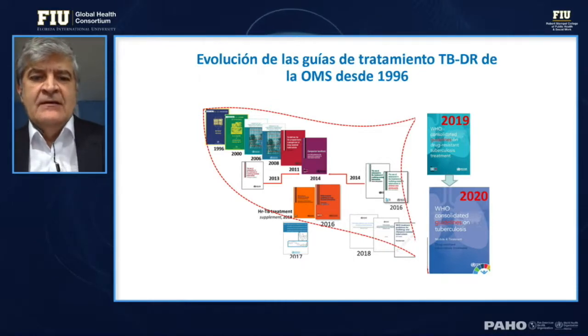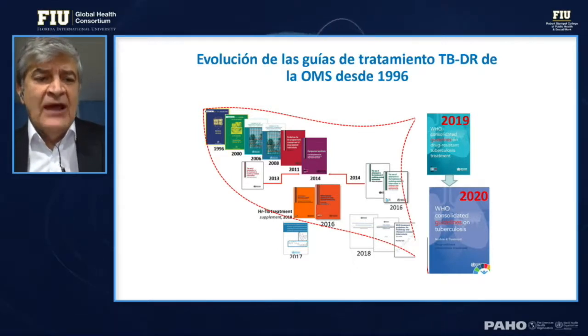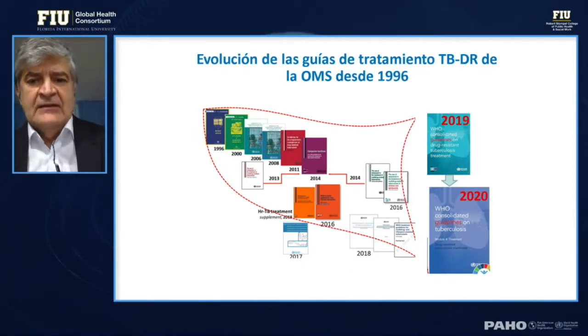We will present the consolidated guideline for diagnosis and treatment of multi-resistant TB. What we see in this slide is a great number of guidelines that have been issued since 1996. I would like to underscore that whereas at the beginning it took 4 to 5 years to issue new guidelines, the previous guidelines of the WHO are of 2019 and the new ones are 2020.